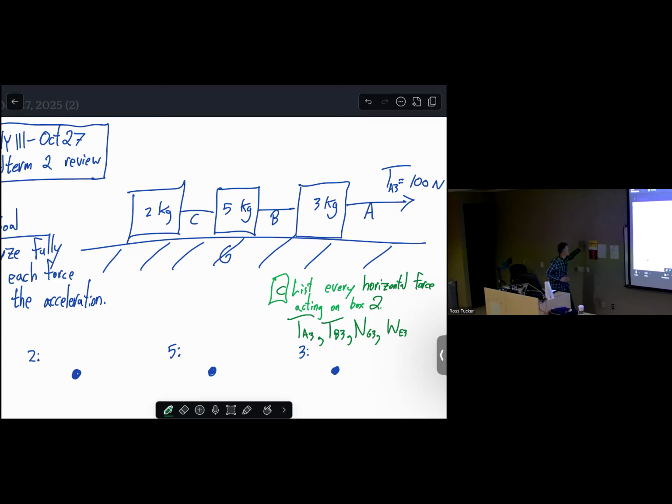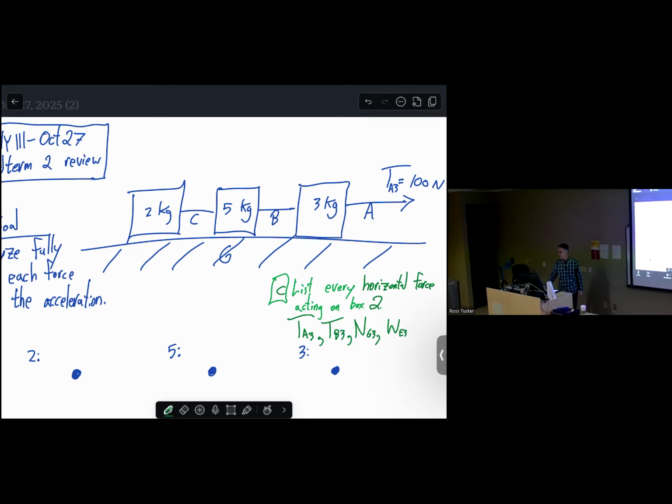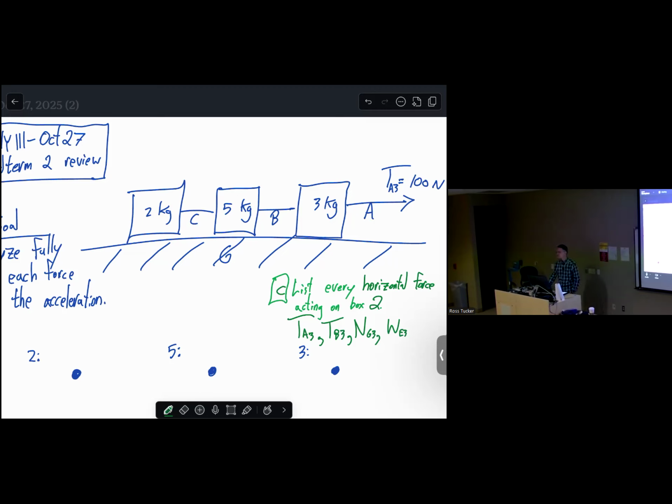Question. Yes, absolutely. I'm exerting a normal force on this wall. Normal just means right angles. You've got a vertical surface, you've got a horizontal normal. Totally. If box 2 is pressing up against box 5, you betcha. Always. If 2 pushes 5, 5 pushes 2 with the same kind of force. That's guaranteed by Newton's third law.